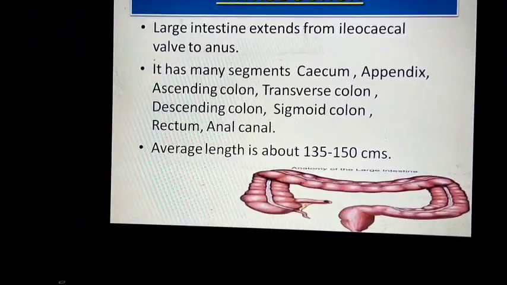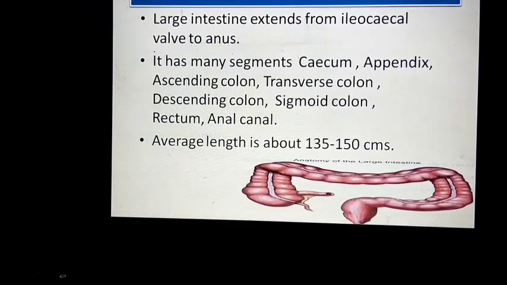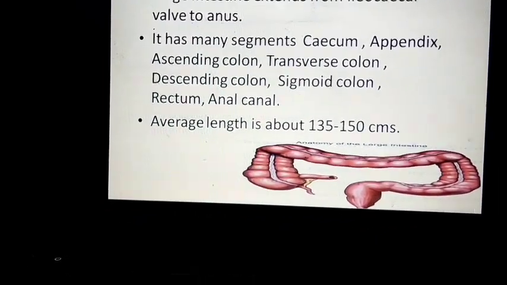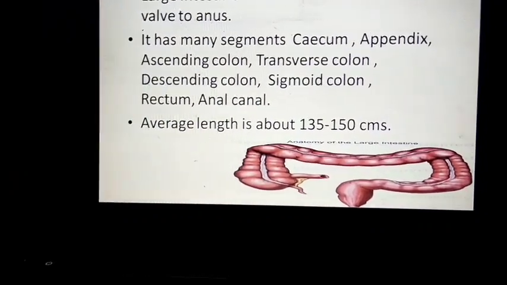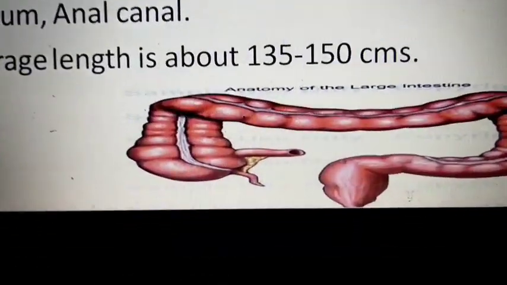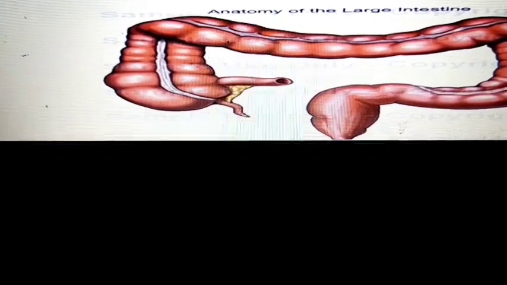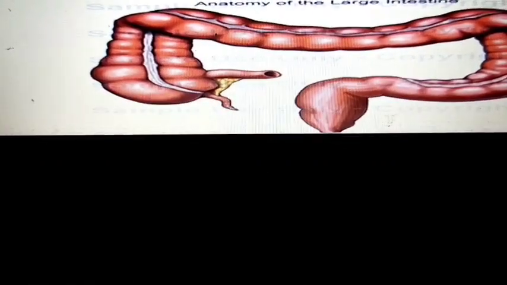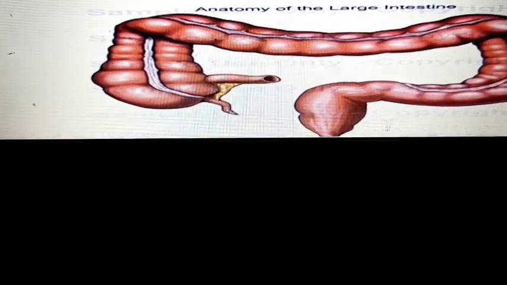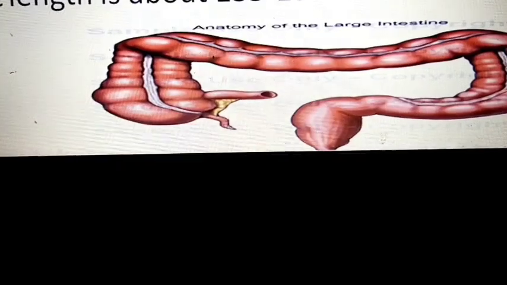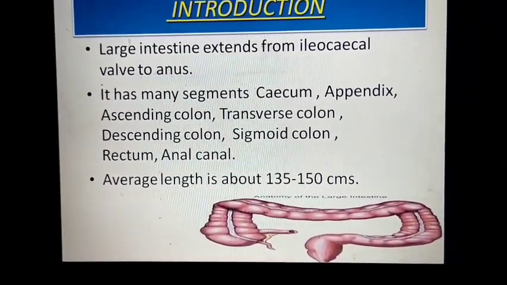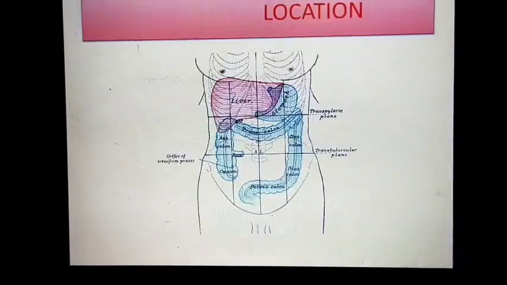The main special features of the large intestine, compared to the small intestine, are these: the first is the taenia coli, the second is the sacculations or haustrations, and the third is the epiploic appendages. You can go to the next slide, where we can explain all of these.